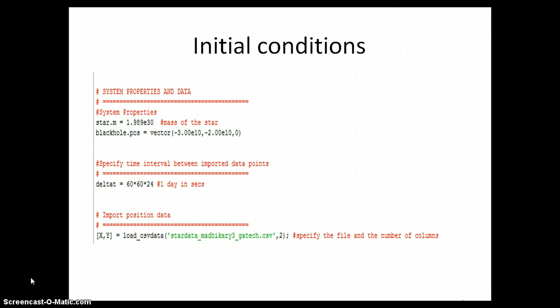Before we could model its motion, we had to set some initial conditions, such as the mass of the star, which was 1.989 times 10 to the 30th kilograms. We also had to input the position of the black hole, which was given. Also, because we are tracking a star, delta t is the number of seconds in a day, which seems big but is actually small in comparison to the time of the star's orbit.